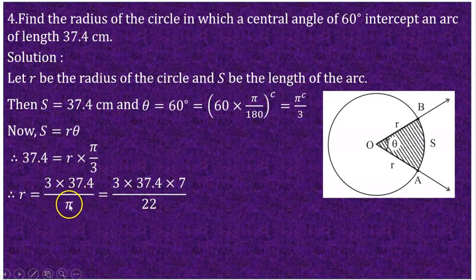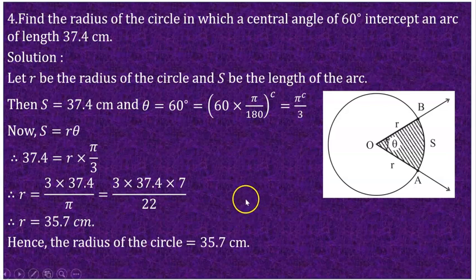Substitute the value of pi, that is 22 upon 7, then multiplying the reciprocal you will get here 7 upon 22, that is 3 into 37.4 into 7 upon 22. And next after simplification you will get here the radius of the circle, that is R is equal to 35.7 centimeter. Okay, and this is the answer. Now next problem.